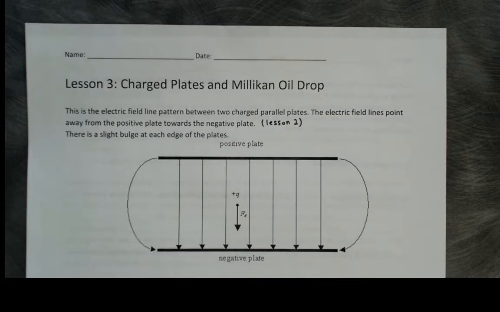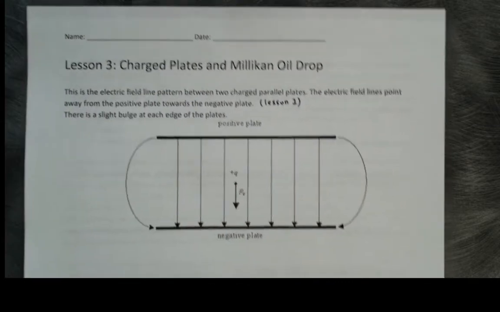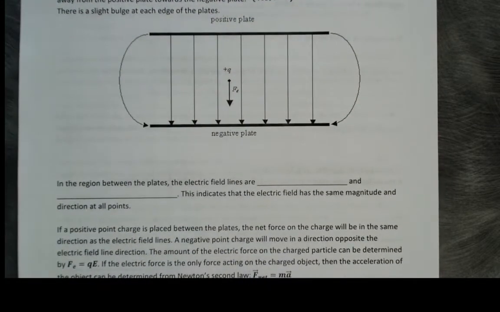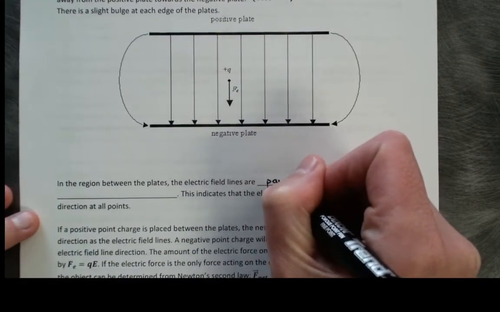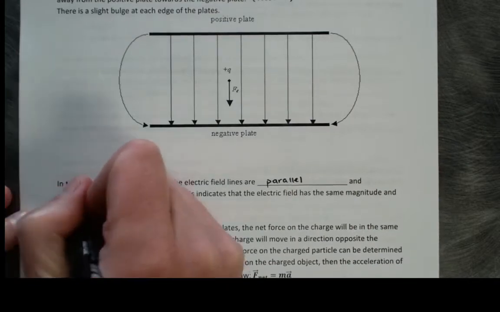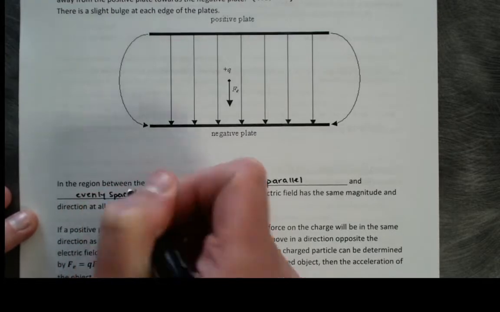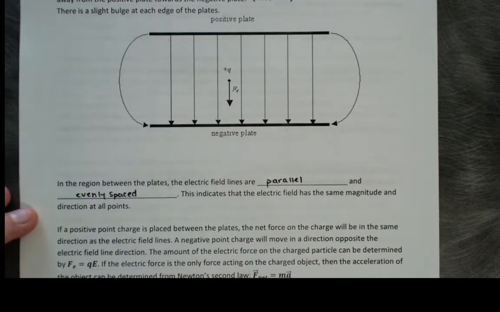There is a slight bulge at each end of the plate. That's just how it is. So the direction of the electric field is down. In the region between these plates, our electric field lines are parallel. So they're running in the same direction, right? Parallel means beside each other. And they are evenly spaced, which means the field is of equal magnitude at all points. So the electric field is the same magnitude and same direction at all points.